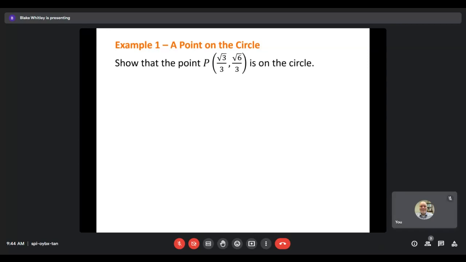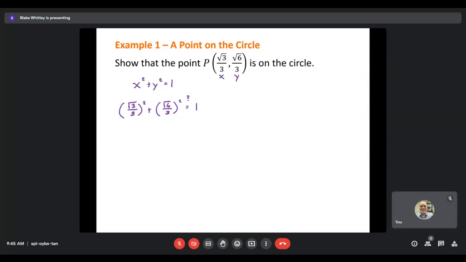Now we want to show here that the point, square root of 3 over 3, square root of 6 over 3 is on that unit circle. The way we're going to do that is take our formula, x squared plus y squared equals 1, and substitute those two x and y values into that formula. That gives us square root of 3 over 3 squared plus square root of 6 over 3 squared. And we're asking ourselves, is that going to be equal to 1?